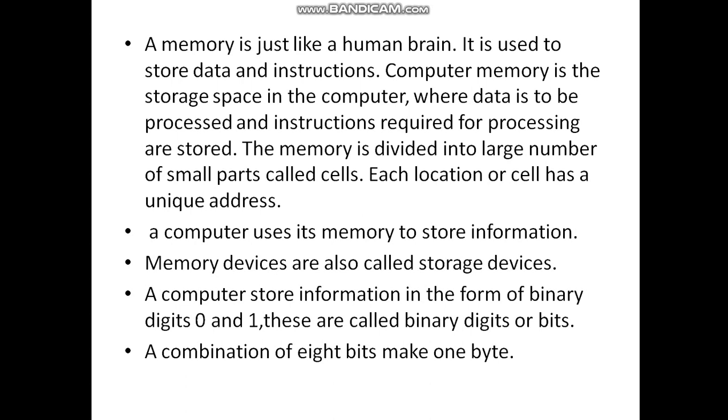A computer uses its memory to store information. Memory devices are also called storage devices. A computer stores information in the form of binary digits. We know that binary digits take only 0 and 1. These are called binary digits or bits. A combination of 8 bits makes 1 byte. Computers store information only in binary form, which has 0 and 1.